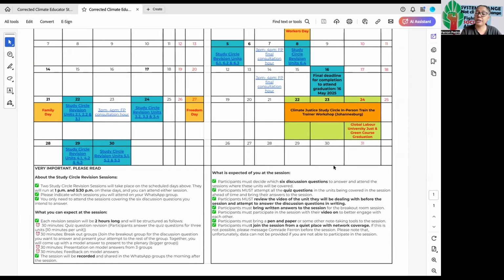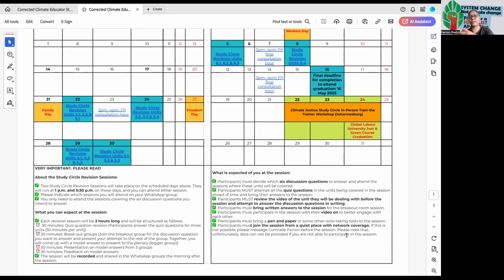Then you only need to attend the sessions where you need help with the question or where you would like to help other comrades with the question. And you also only need to complete 6 discussion questions. So pick which discussion questions you want to do, see when they're going to be covered, and then see which sessions you want to attend. So you don't have to attend all these sessions. In fact, you don't have to attend any of the sessions if you can complete the questions on your own.